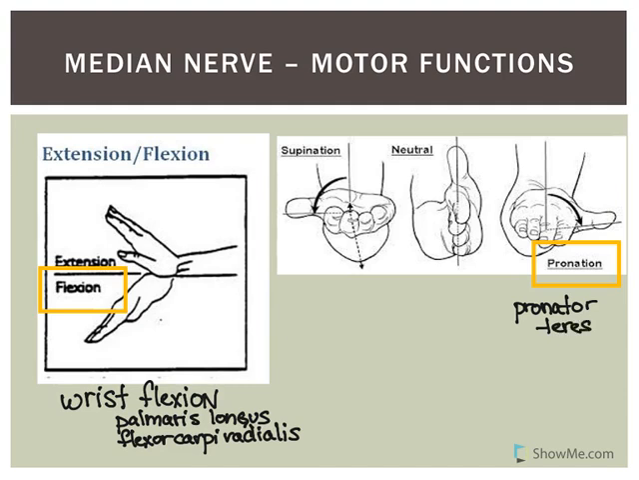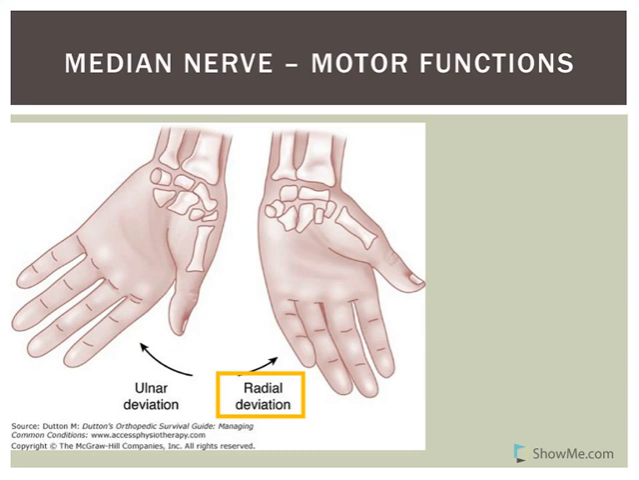That's responsible for that. Another thing it's involved in is it has two names. We call it radial deviation, or it's also going to have a different name to it. It's referred to as abduction, so wrist abduction, where you're bending the wrist away from the midline of the body. They call it radial deviation because it's moving towards this bone here, which is the radius.